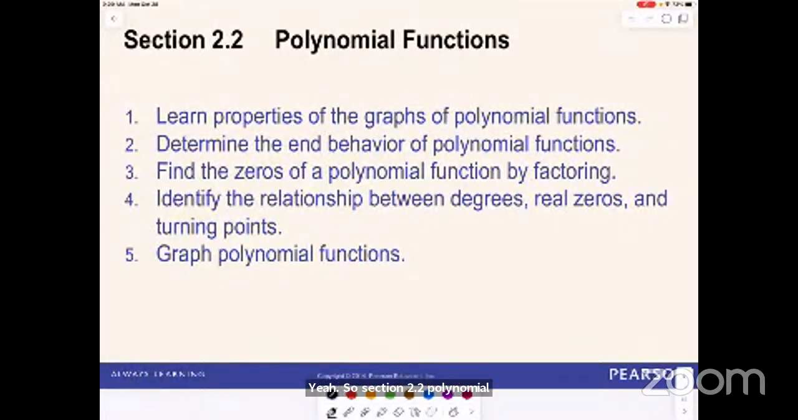A few objectives here. 1, learn properties of the graphs of polynomial functions. 2, determine the end behavior of polynomial functions. 3, find the zeros of a polynomial function by factoring. 4, identify the relationships between degrees, real zeros, and turning points. And 5, graph polynomial functions.